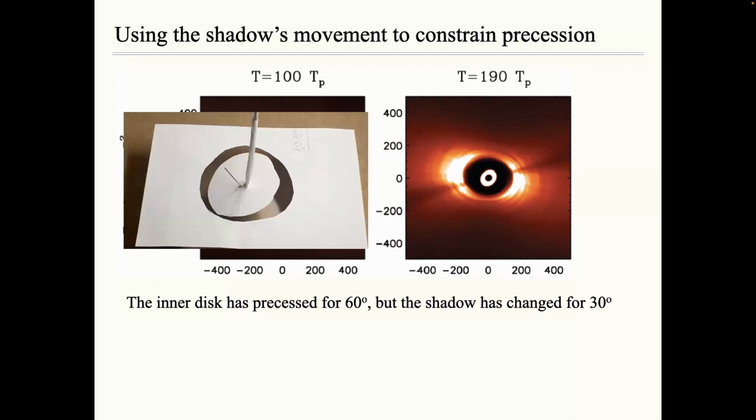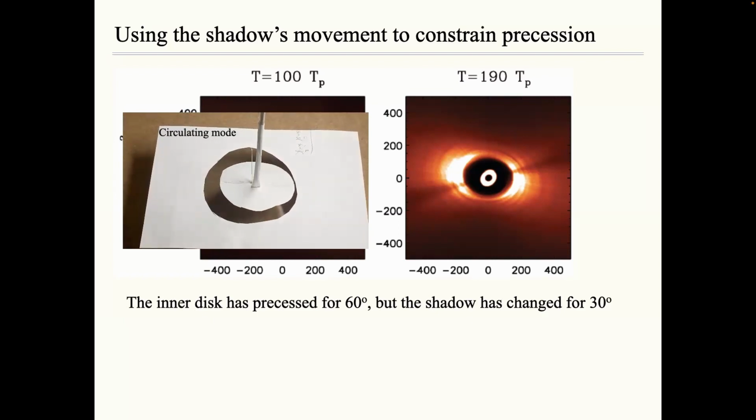Just to show this, I made a toy model, using paper to show the inner disk and outer disk. And the inner disk will precess around this, my chopstick. So if the precession is in this geometry, then when the inner disk precesses, the nodal position will circulate around the central star. Okay, so then the shadow will move at the same speed as the disk precession. So they will move together.